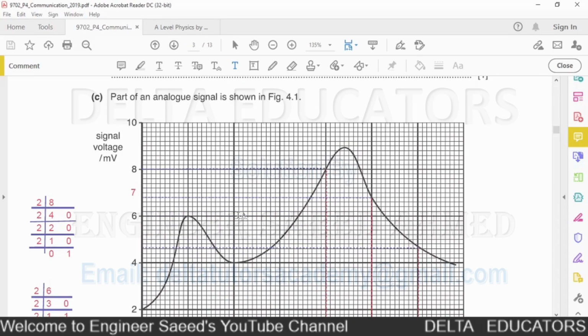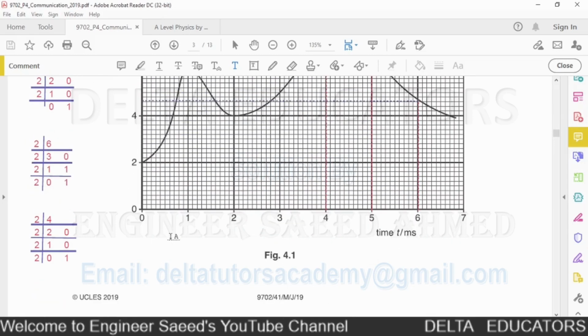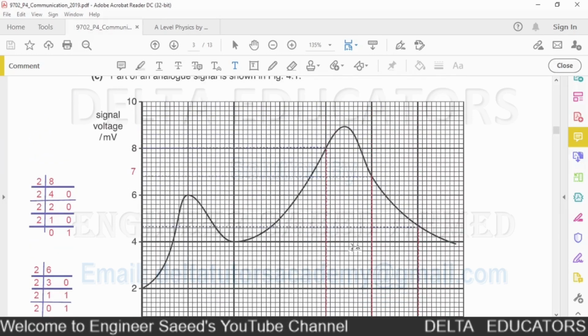Part C, part of an analog signal is shown in figure 4.1. It is figure 4.1. On the x-axis we have time, on the y-axis we have voltage in millivolt.